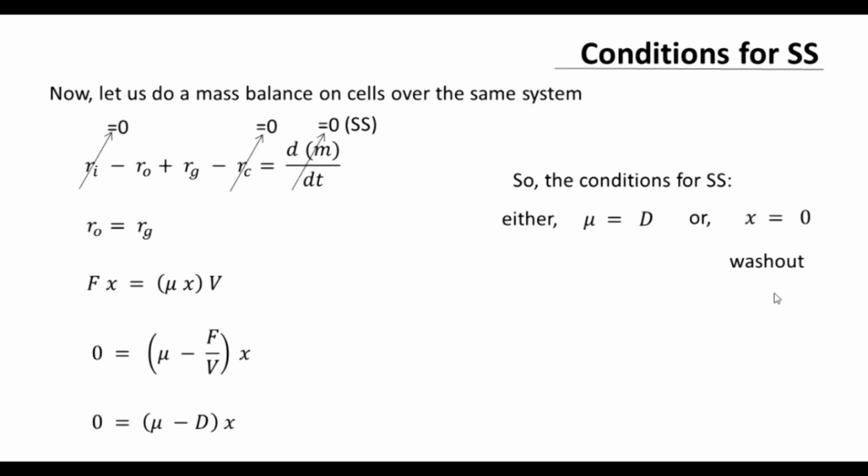We will not be able to operate effectively under those conditions. It's non-productive having no cells in the outlet. But this is a condition for steady state. This is actually called the washout condition.